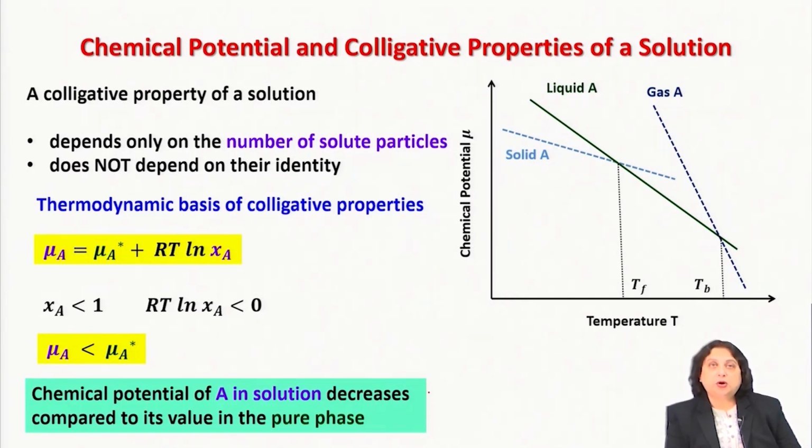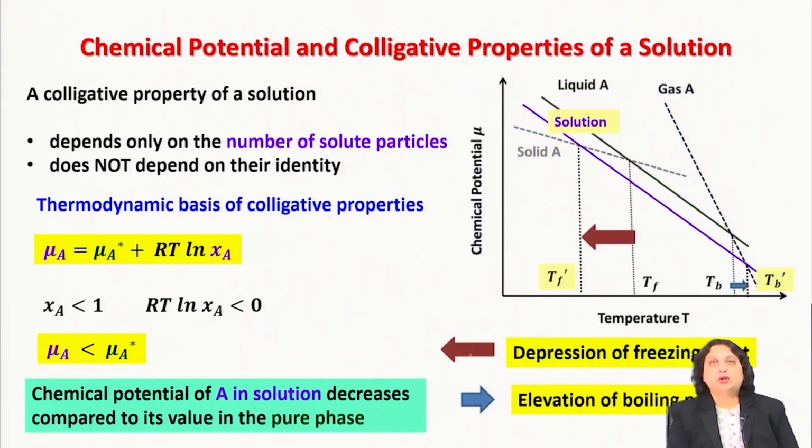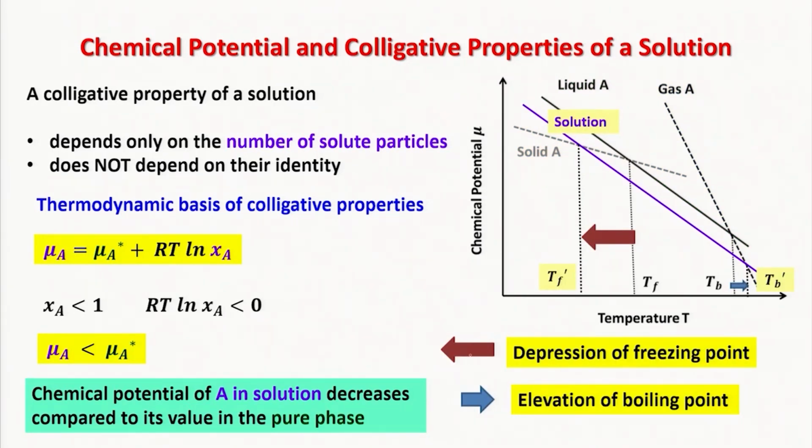Now we are going to show the importance of these kinds of ideas in explaining why solutions like the ones that we are describing here would exhibit what are known as the colligative properties. The basis of these colligative properties is that the chemical potential of the solvent in solution decreases compared to its value in the pure phase. And then we could show that, because of the presence of the solute in the solution, there can be a depression of freezing point and an elevation of the boiling point.